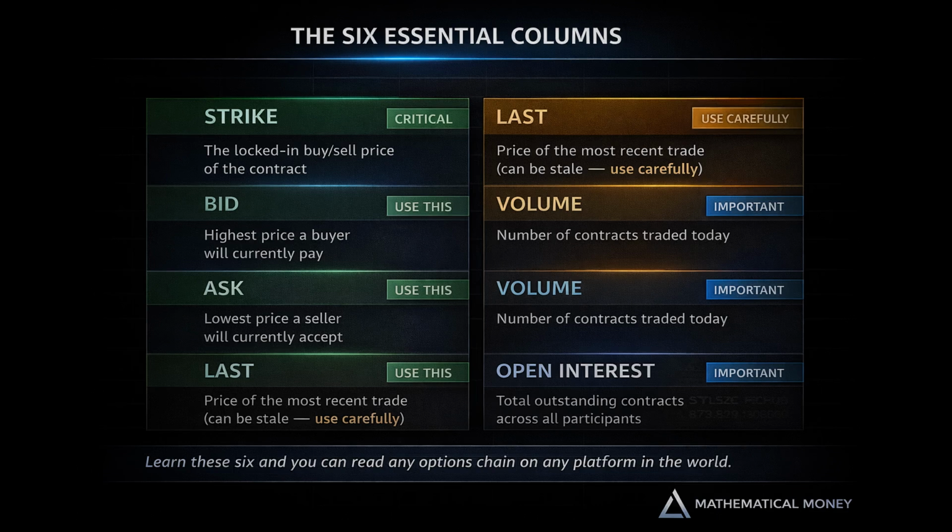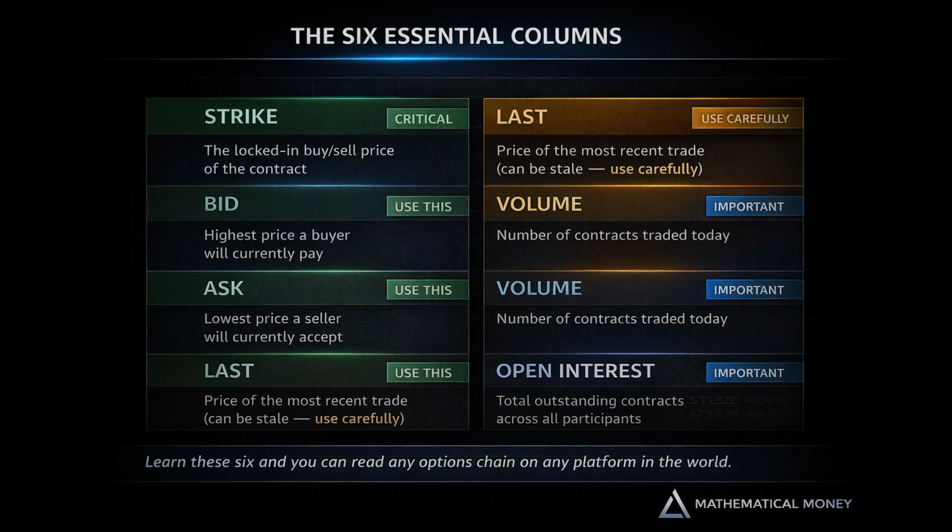Let us walk through each column, starting from the most important. The strike column sits in the center. This is the price we covered in video 3. The bid column shows the highest price a buyer is currently willing to pay for that contract. The ask column shows the lowest price a seller is currently willing to accept. The last column shows the price of the most recent transaction. This can be stale if trading is quiet, so it is the least useful of the three price columns.